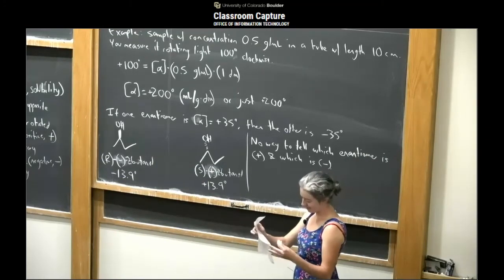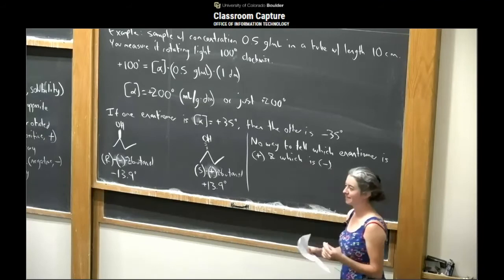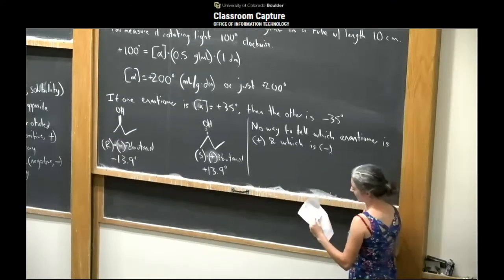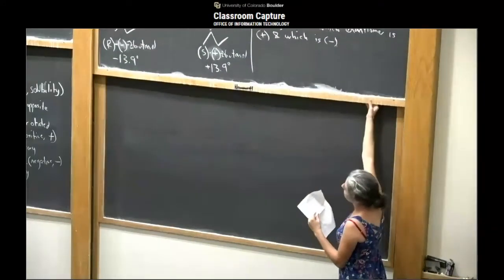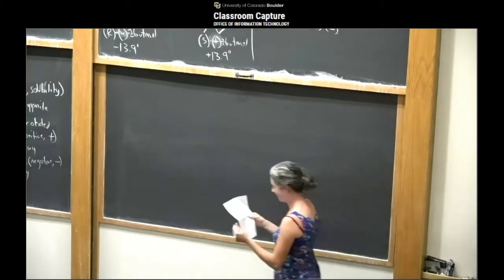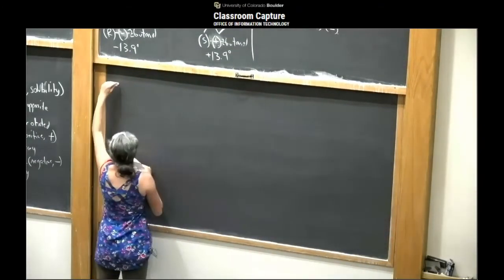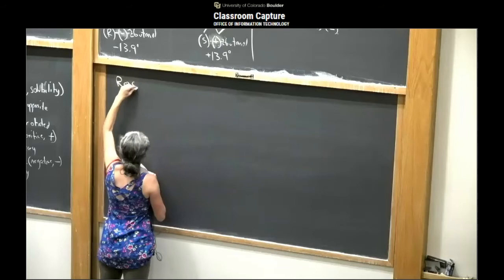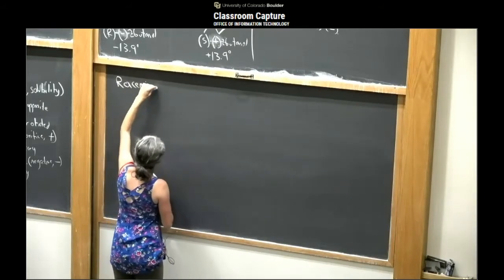Thank you for that segue. So that's actually the very next part I'm going to cover. Okay, so what would happen if you have a mixture of both enantiomers? This is called a racemic mixture.